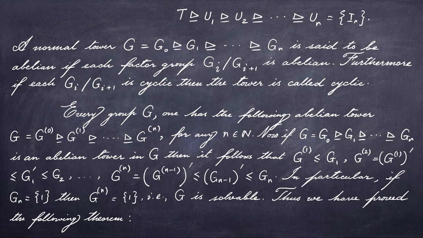I repeat, since for each i the ith derived subgroup of G is a subgroup of G_i, for each i from 1 up to n.